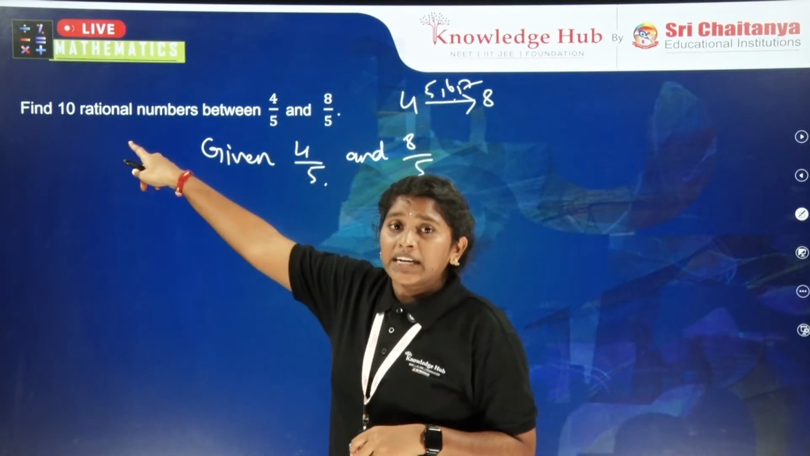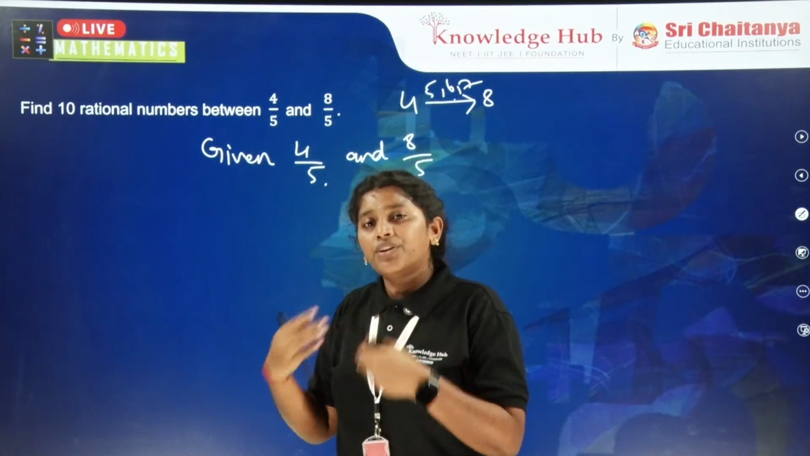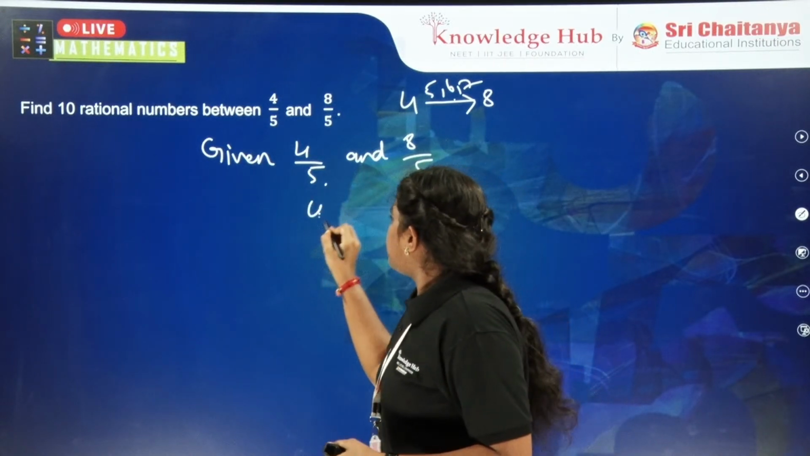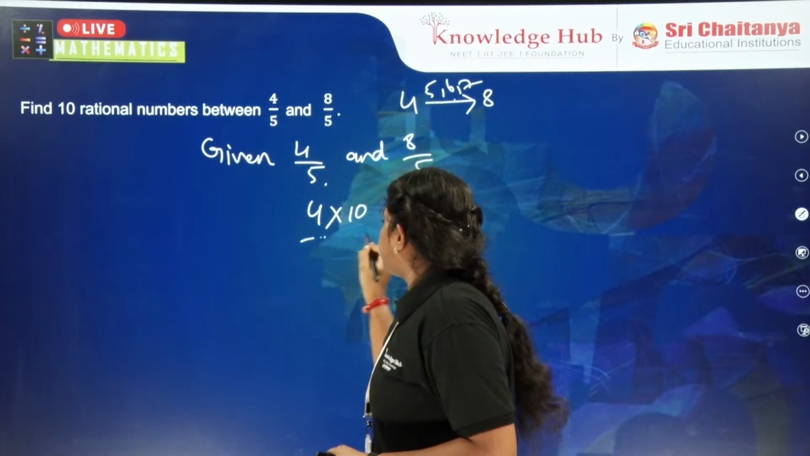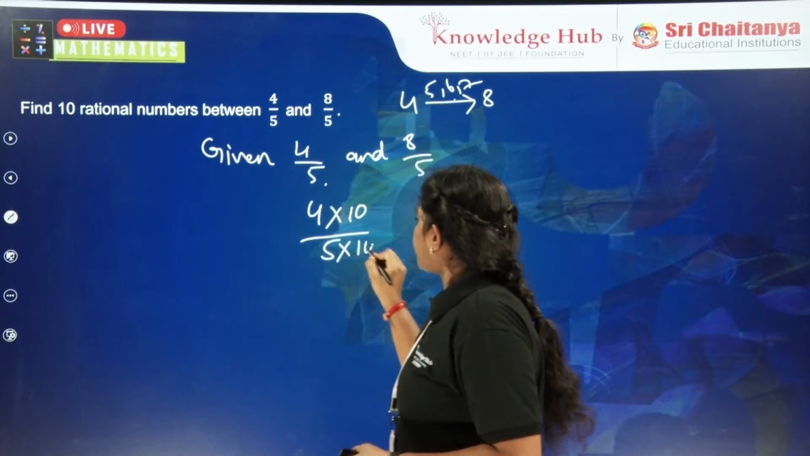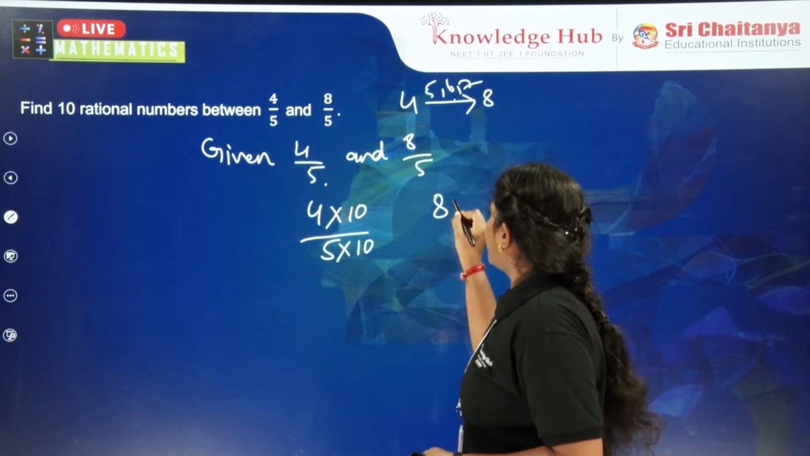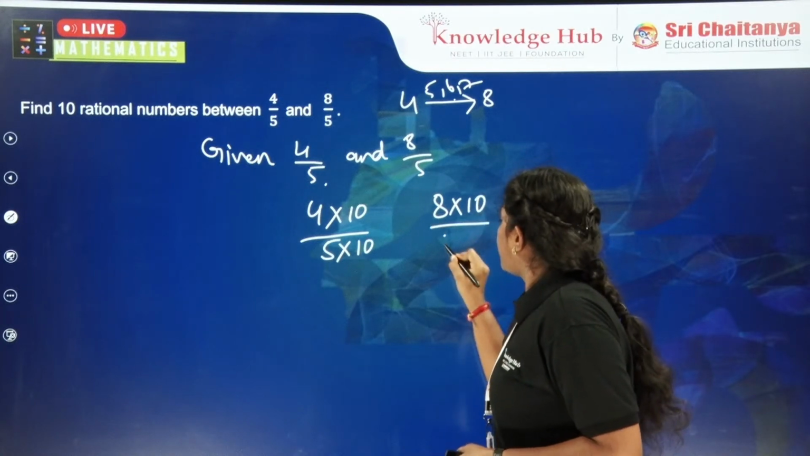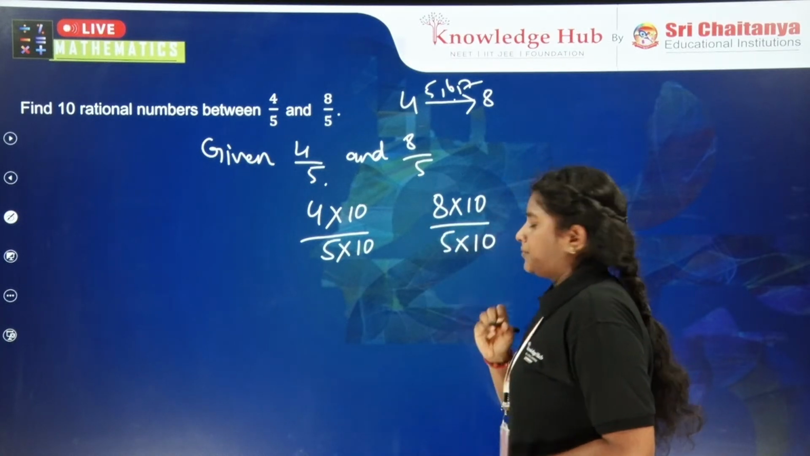But they are asking us to find the 10 rational numbers. So how are we going to find them? We are going to multiply our 4 with 10 and 5 with 10. And coming to the 8 by 5 also, 8 is multiplied with 10 and 5 is also multiplied with 10.